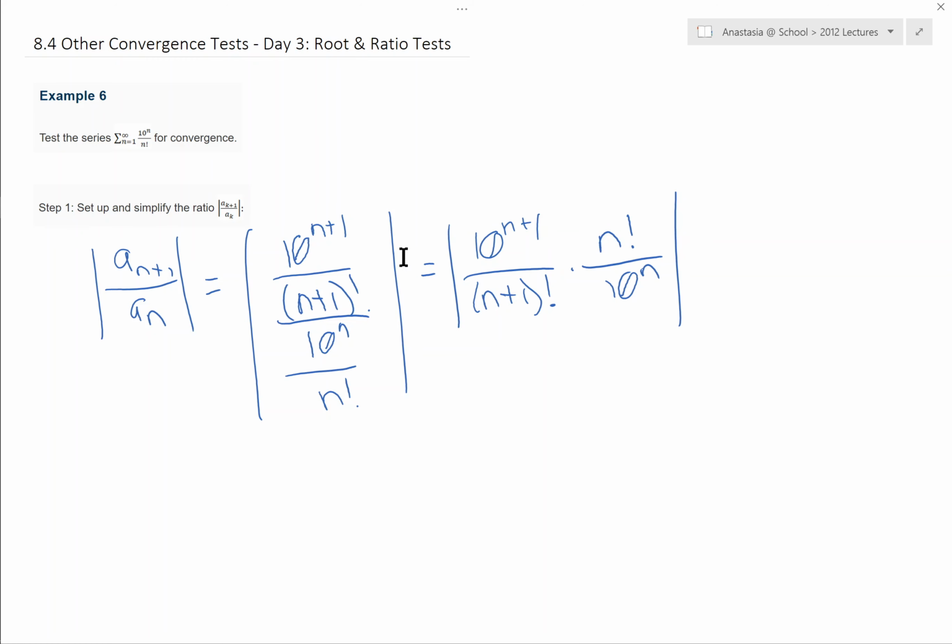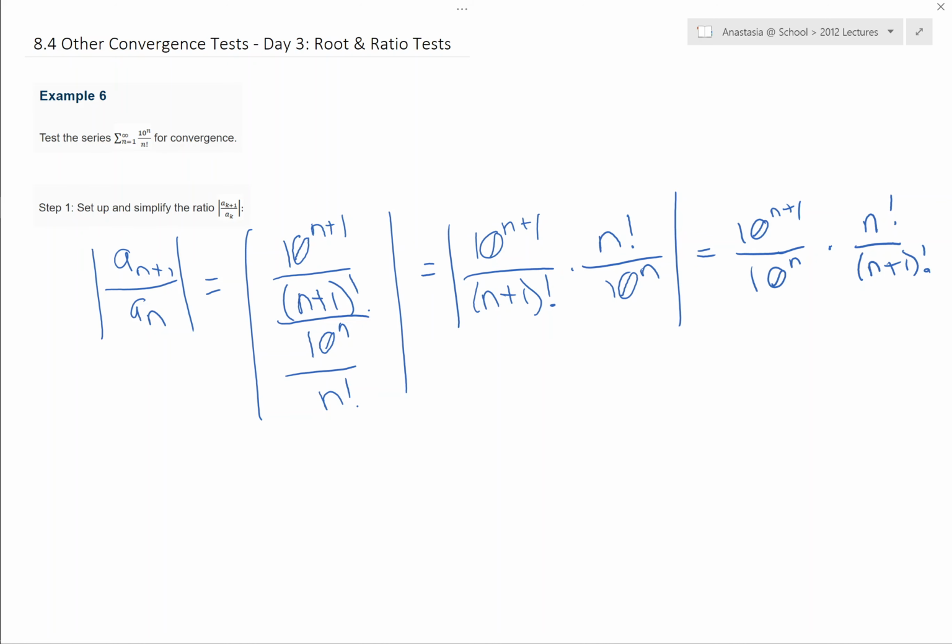And if you'll notice, all of these terms are positive. 10 raised to a positive value is positive, factorials are positive, so we can actually just drop off the absolute values for some simplicity here. And I am going to rearrange the order here so we can simplify some stuff more. I'm going to take my powers of 10 and write those in one fraction, and then write my factorials in another fraction.